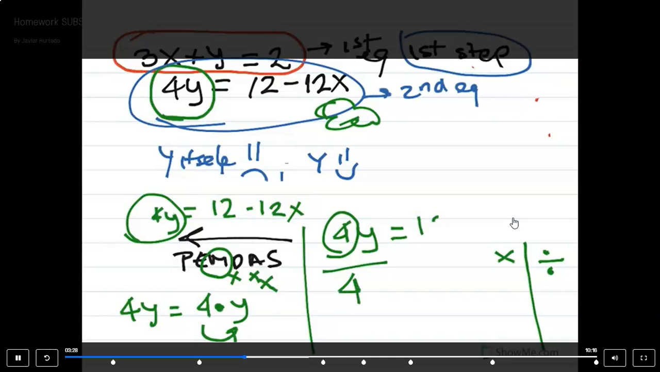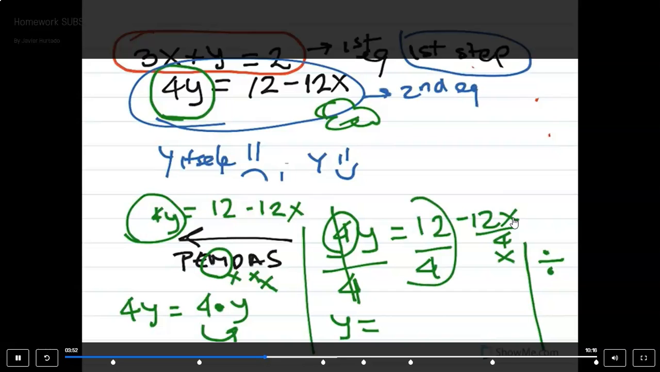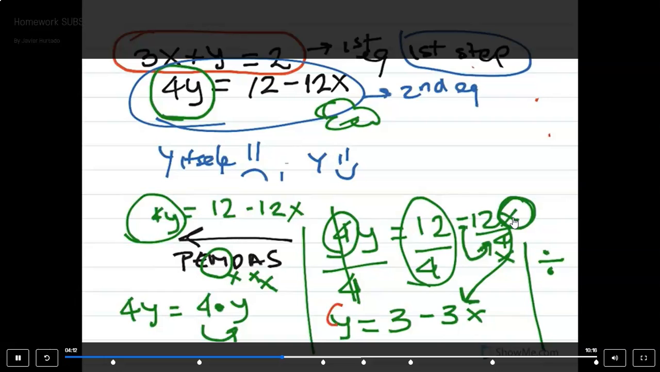And if we do it on one side, remember that we need to do exactly the same thing on the other side, okay? So we are going to cross out this 4, and we have y equals 12 over 4, which equals 3, and negative 12x over this 4 equals negative 3x. I cannot forget my x here. So my equation solved for y is y equals 3 minus 3x.